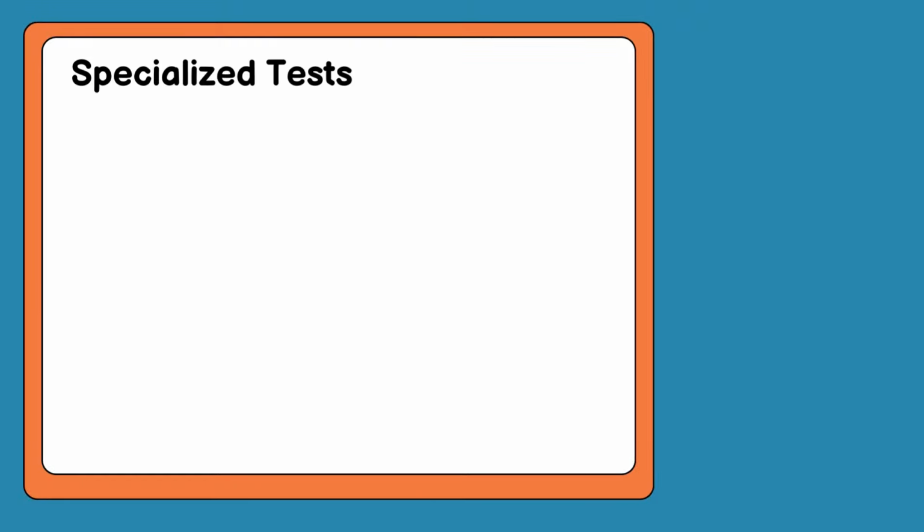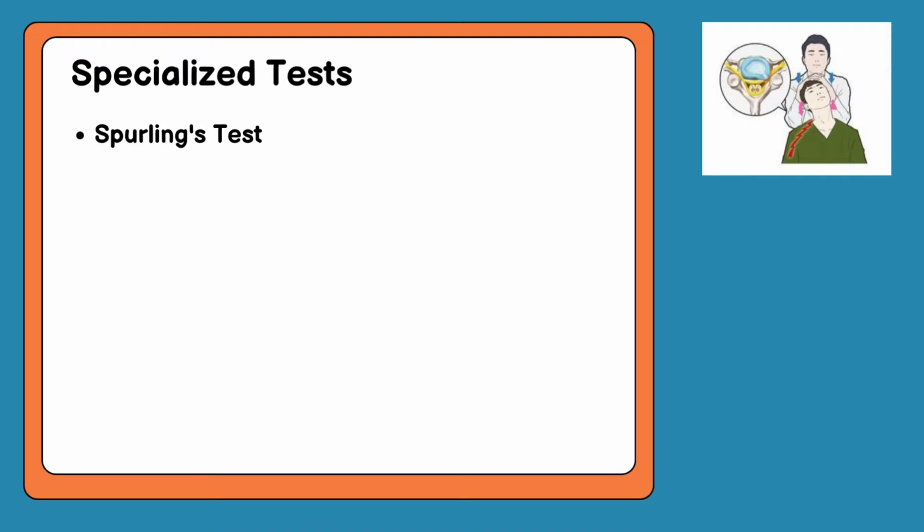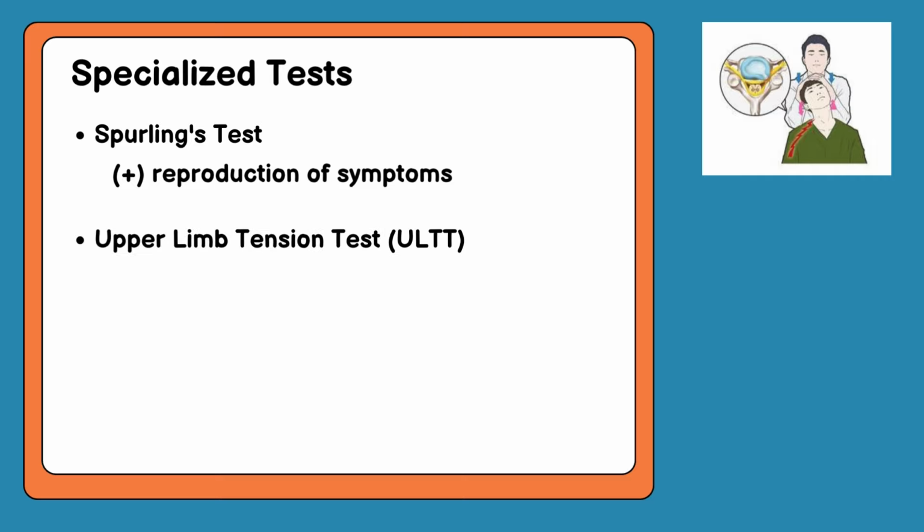Special tests are used to narrow down potential causes behind neck pain. Sperling test is used for cervical radicular syndrome. Reproduction of symptoms such as pain or numbness presents as a positive sign. Upper limb tension test. It is helpful in evaluating the mobility and irritability of neural structures, including the brachial plexus and cervical nerve root. Reproduction of symptoms presents as a positive sign.